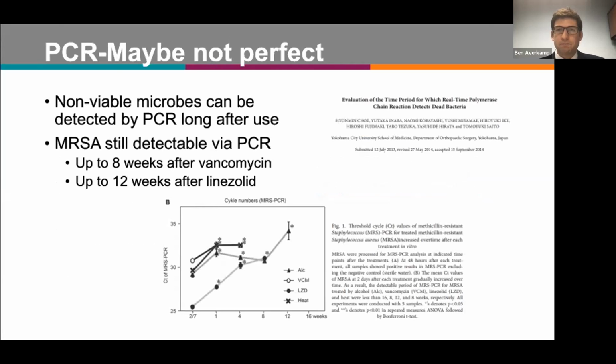This Japanese study attempted to detect bacteria after specific insults were applied, to understand how long after antibiotic treatment these microbes are still detectable by PCR. They evaluated multiple bacteria such as MRSA, Staph epi, and E. coli. They found that non-viable microbes can be detected by PCR long after use. In MRSA patients treated with vancomycin, up to 8 weeks after, patients may test positive on PCR. For linezolid treatment, this is even longer, at up to 12 weeks.